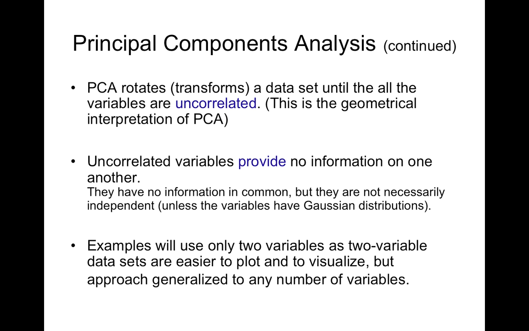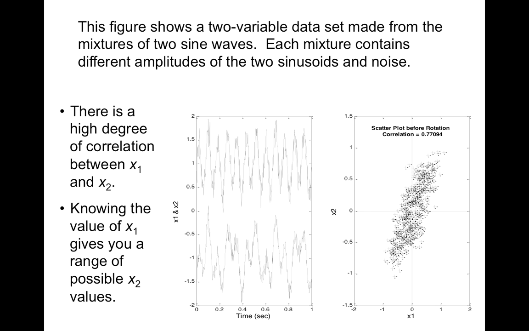So it does this basically by rotating a data set or transforming a data set, excuse me, until all the variables are uncorrelated. So that's kind of a geometrical interpretation. Remember, uncorrelated variables don't provide any information on one another, so they have no common information. But they're not necessarily independent. Examples that use only two variables are a lot easier to plot and visualize, but basically this approach can be generalized to any number of variables.